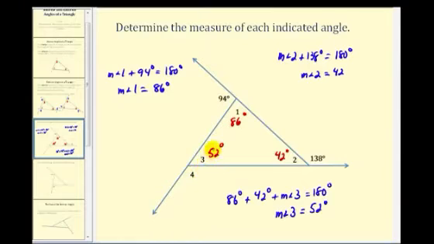And then to determine the measure of angle 4, we know that angle 3 and angle 4 form a linear pair. So 180 degrees minus 52 degrees will give us the measure of angle 4. That'll be 128 degrees.